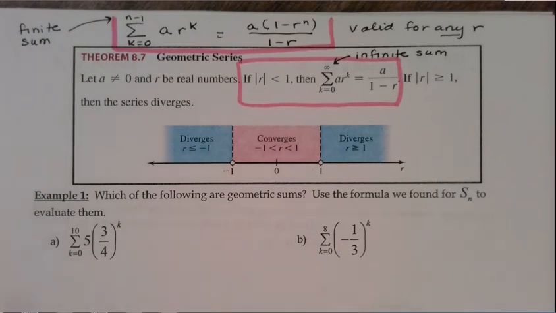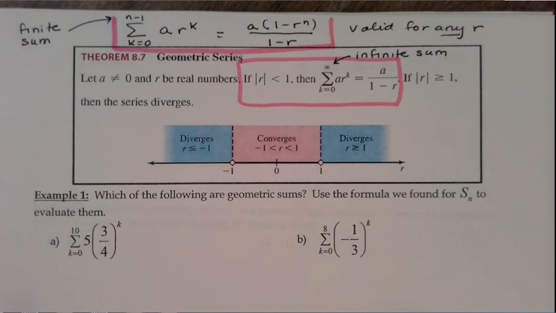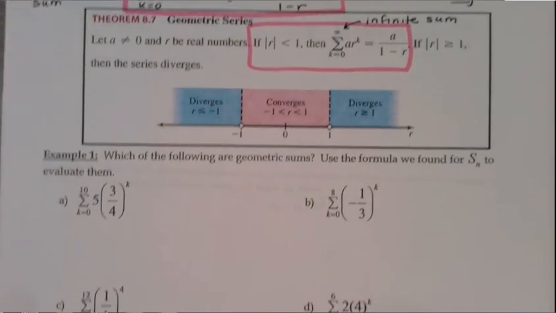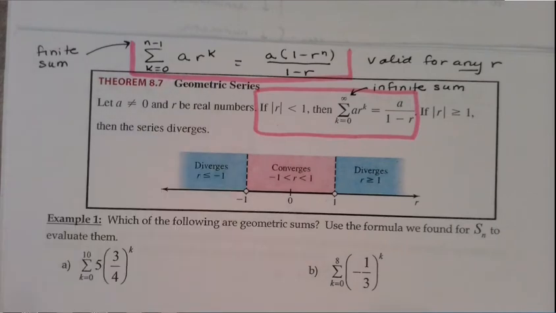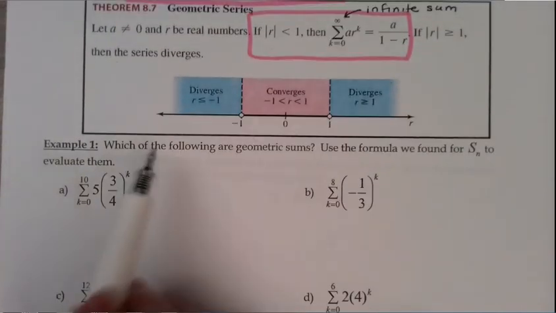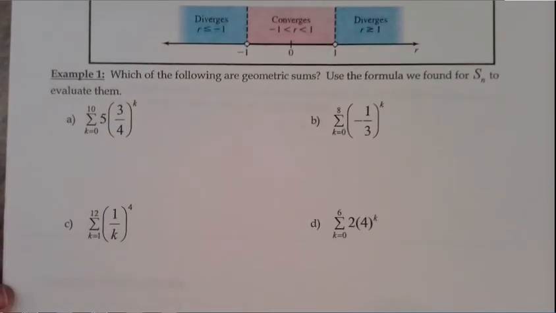All right, so we're going to use these two formulas as appropriate to find some geometric sums. The first set are going to be finite, so I'll be using this top formula, the finite sum. In example 1, we say which of them are geometric sums, and if they are, we'll use our formula to evaluate. Looking at this first one, it definitely fits the format for a geometric sum.